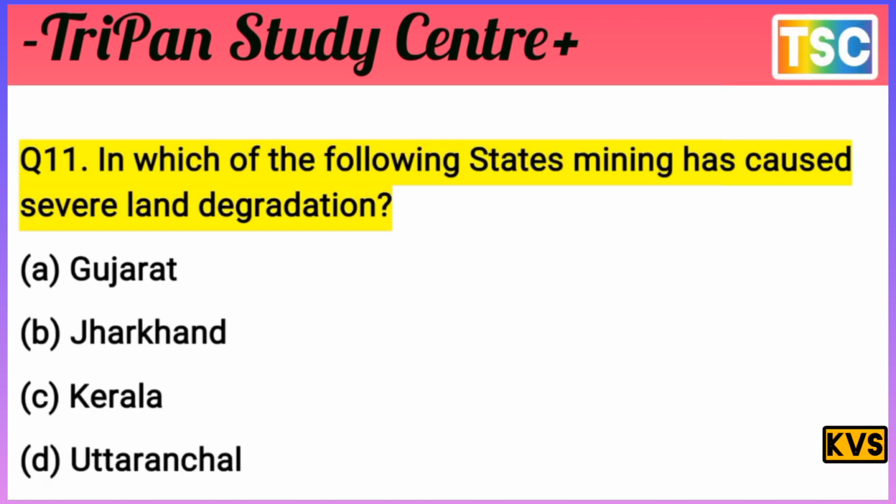The next important question: in which of the following states has mining been causing severe land degradation? Mining is one of the most important causes of land degradation here. The options are: first of all, Gujarat. Second is Jharkhand. Third is Kerala. And fourth is Uttaranchal.